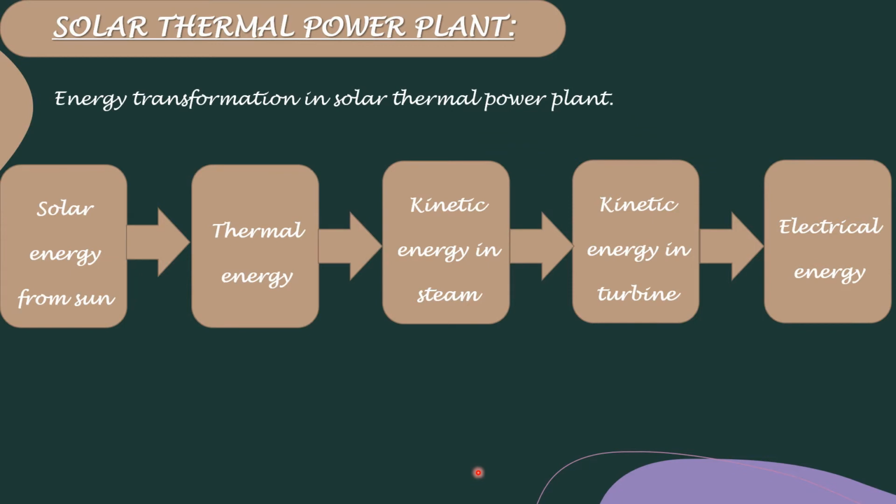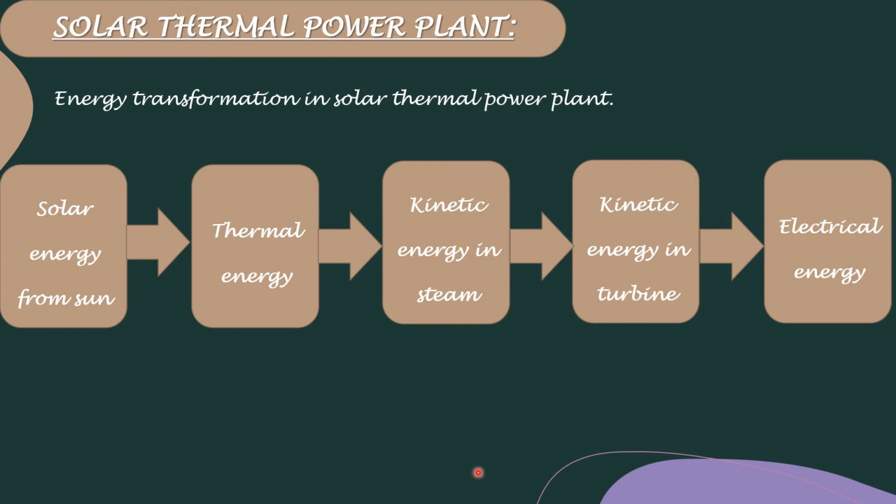Now students, let's understand the energy transformation in a solar thermal power plant. In a solar thermal power plant, sunlight is used as a source of energy. And the first step in the energy transformation is the conversion of solar energy from the sun to thermal energy. In this step, the solar energy from the solar radiations is converted into heat energy with the help of solar panels. Then the next step is the conversion of thermal energy to kinetic energy in steam.